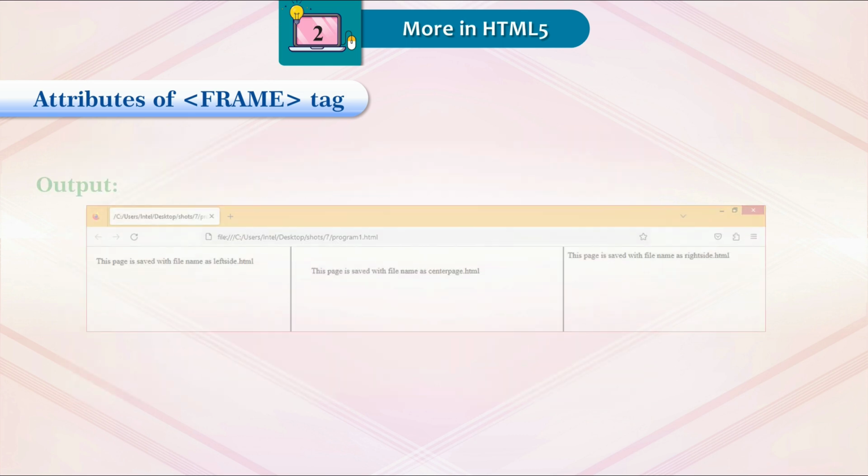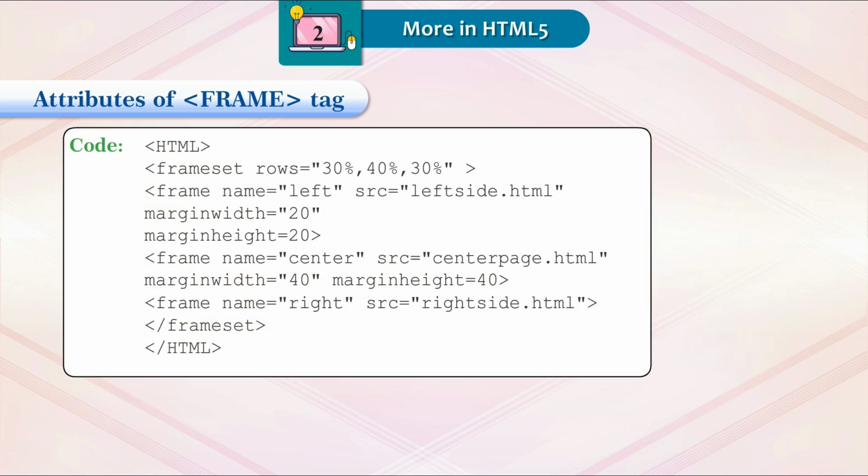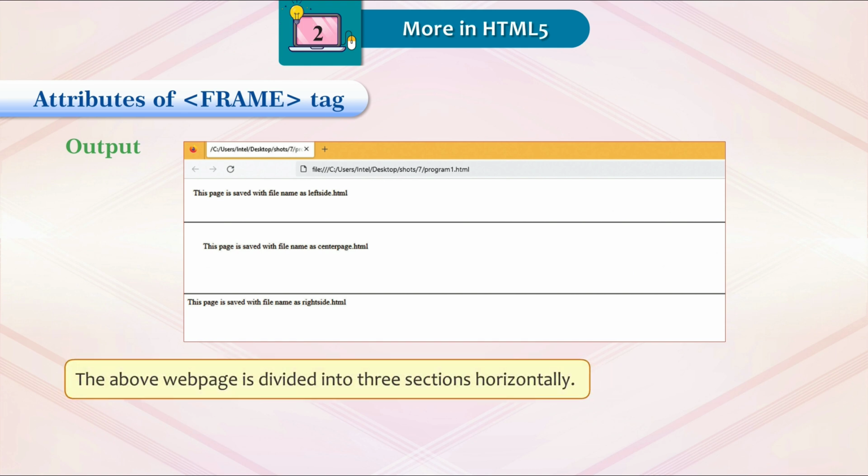Code. Output. In the above picture, you can see that the web page is divided into 3 sections vertically and text is displayed based on different margin settings specified with the frame tag. Code. Output. The above page is divided into 3 sections horizontally.